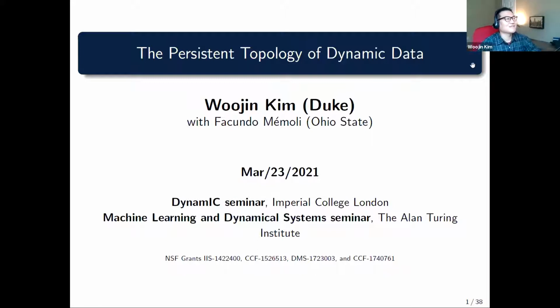Yes, hello everyone. My name is Woojin Kim from Duke, a first year postdoc at the Math Department. Today, I'm going to talk about the main ideas of persistent homology and how to use persistent homology for studying dynamic metric data. This talk is based on joint work with Facundo Memoli at Ohio State, who is my PhD advisor. And this work is supported by the following NSF grant.